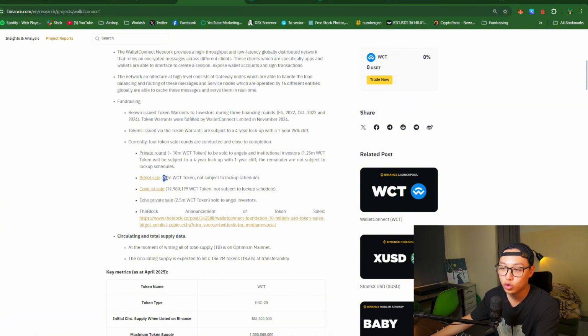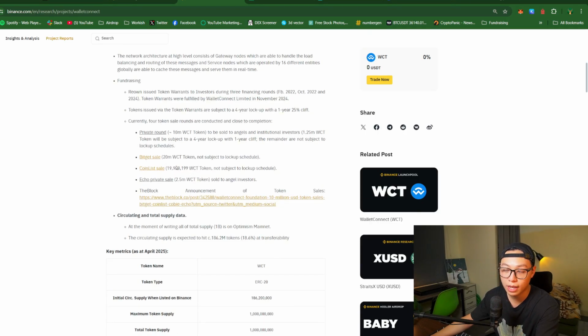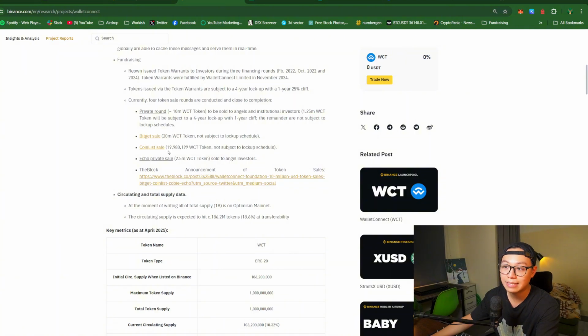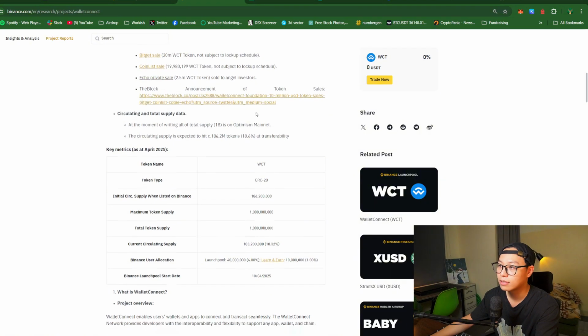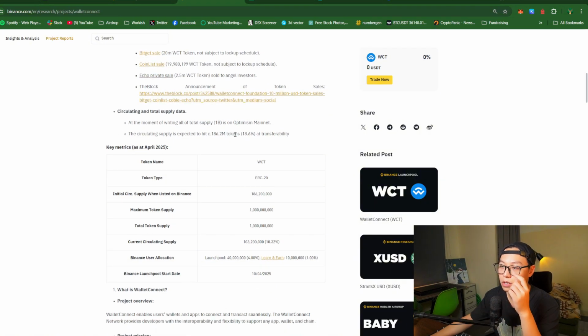The bid gets sold, 20 million WCT token, not subject to lockup schedule. So that's for the people, I believe. So that's like a 2%. And then coin list sale, about 20 million tokens, not subject to lockup schedule. Interesting. So about 4.8% not locked. Eco private sale as well, so 2.5 million WCT token sold to angel investors. We don't know if it's going to be locked or not. I don't think it's going to be locked. So yeah, this is the announcement of token sales. You can check it out.